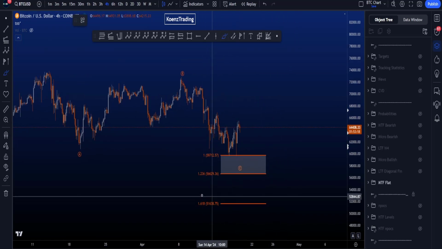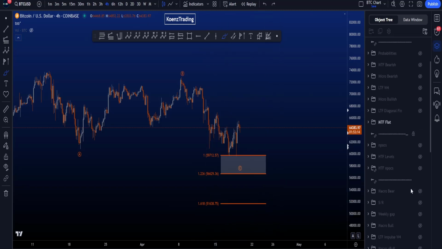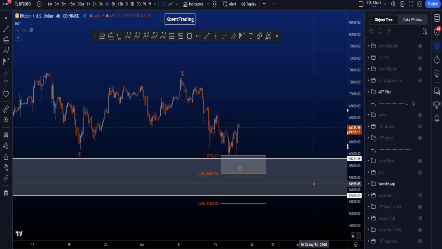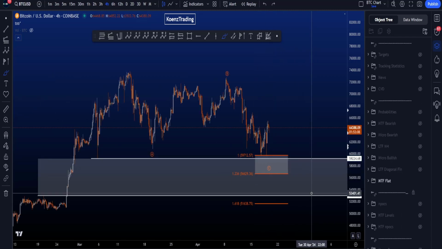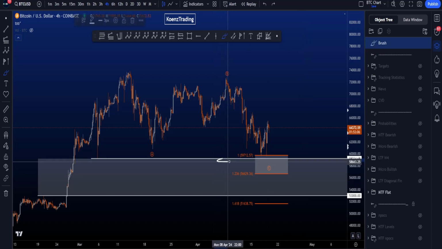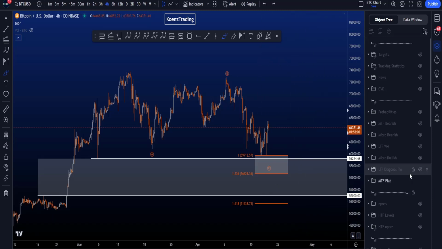The extension target is the 1.618 at 51.6k. Now we do have some support in this area. First of all, we have the weekly gap here just below the wick at 59.2k. Closing daily candles below 59k does increase the probabilities to move towards the downside and fill the gap to 53k.